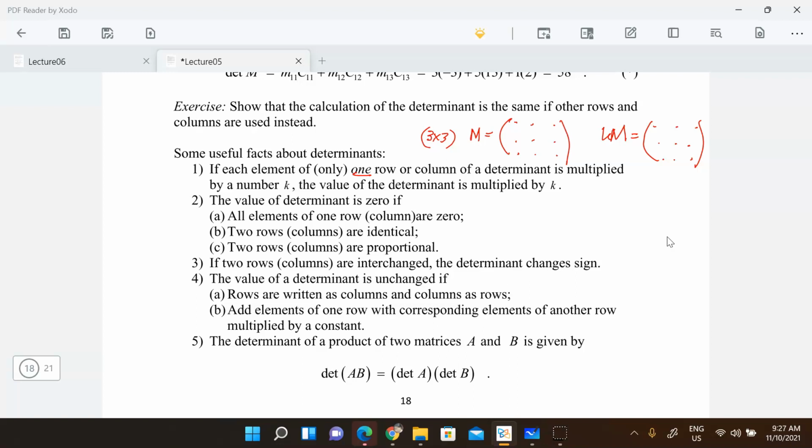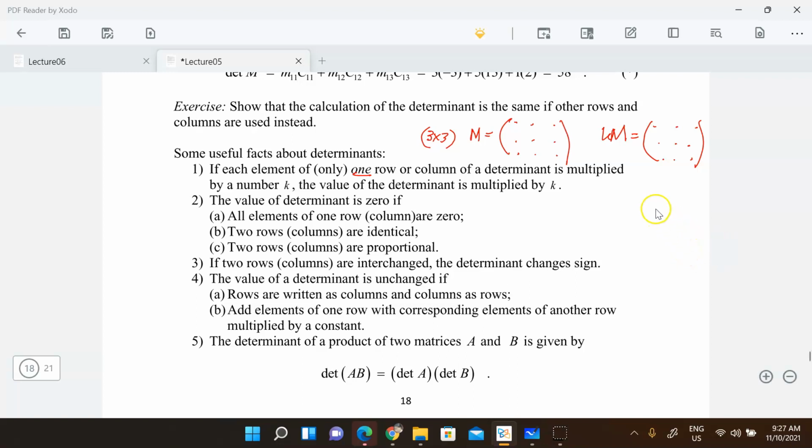This type of question I would like to do as a quiz, perhaps later on when I have time, inside your Putra Plus. Okay, so you should be able to answer that. If you don't answer now, you probably have to answer this later on. So what happens is that it gets multiplied. In this case, since you have 3 rows, that means you have a k cubed multiplying your determinant.